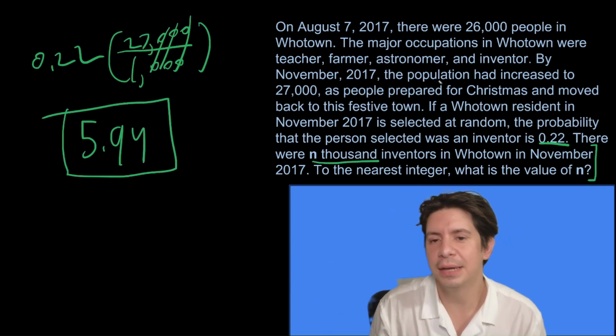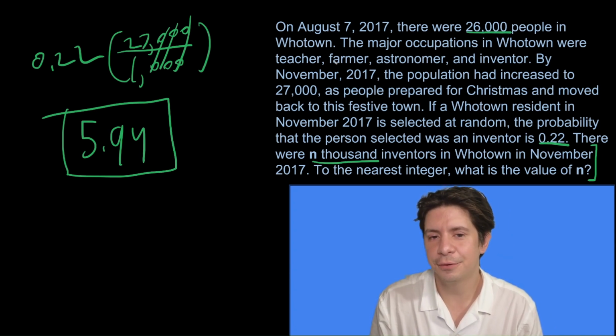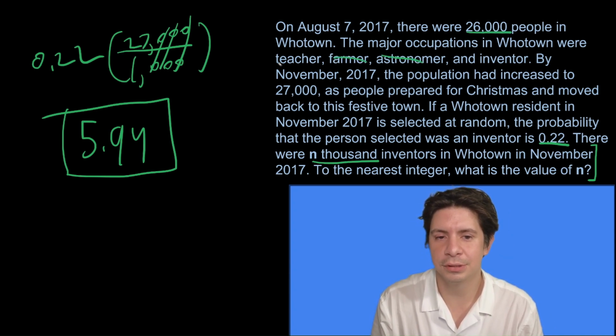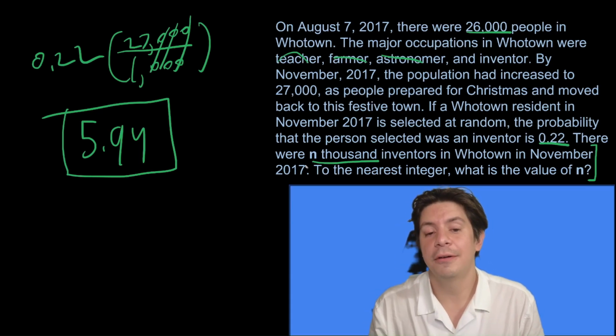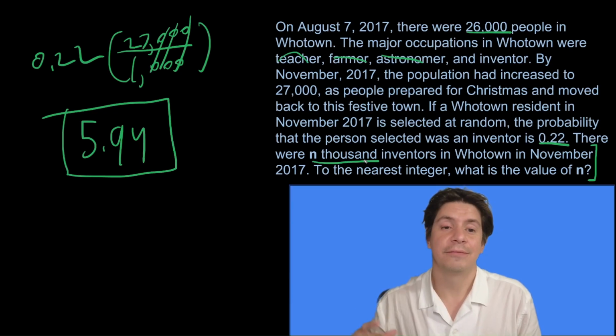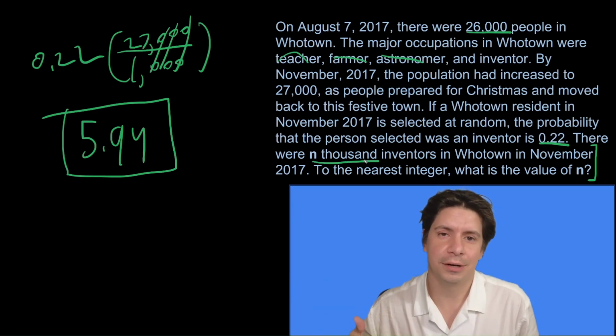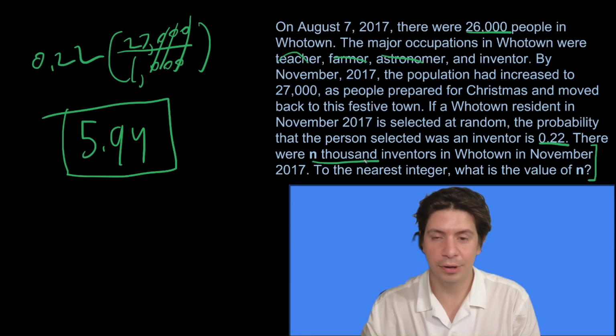And yes, this is considered a hard question. Why? Because there's extraneous values here that we're not going to use. Extraneous info here about the farmers, the astronomers, and teachers. And then, to top it all off, we're given n,000 inventors instead of just n inventors. So we have to remember to divide by 1,000 from there. But if you do all those things, you'll be totally fine. It'll be a great question.